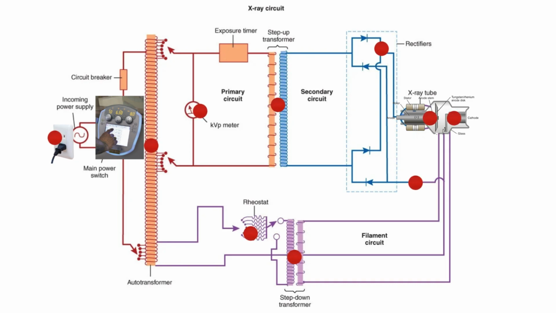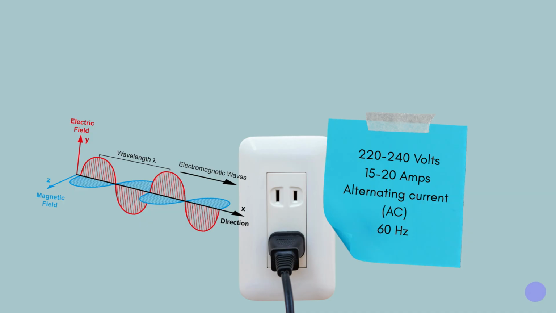Okay, I wanted to run through this X-ray circuit interactive. So if we start here, it'll take us to the outlet. And what we get from the outlet is 220 to 240 volts of electricity. We're also getting 15 to 20 amps. Remember, volts is our pressure, kind of like water pressure.